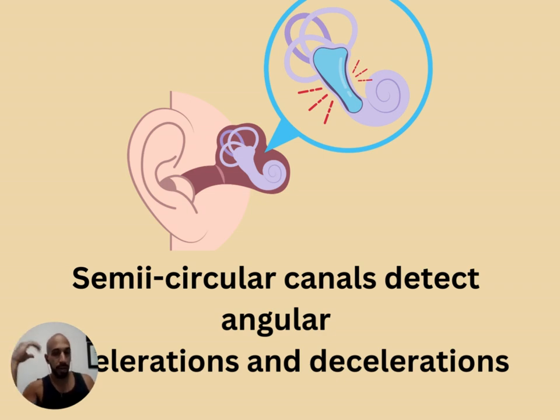So to summarize, the semicircular canal detects angular acceleration and deceleration. Here in the picture above, it shows you the otolith organ. And I have to mention that it's very important because it's inseparable from vertigo. So if you want to understand vertigo, you have to understand where those crystals come from.